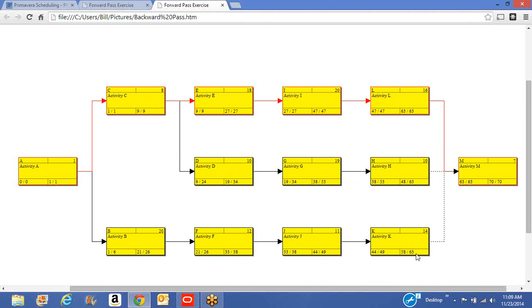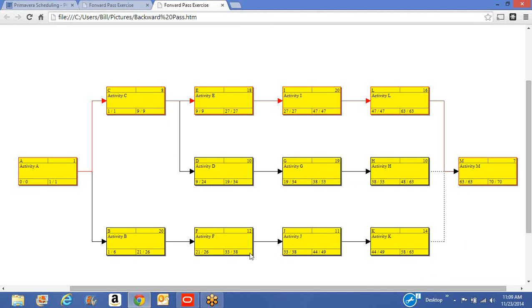And naturally, we see the same thing at the end of activity K, a difference between 58 and 63, 5 days. And we work backwards. Activity J can finish on day 49, but the number working forward was 44. So there's a difference of 5 days. We subtract the duration from 49 of 11. We come up with 38. And again, we see the difference of 5.